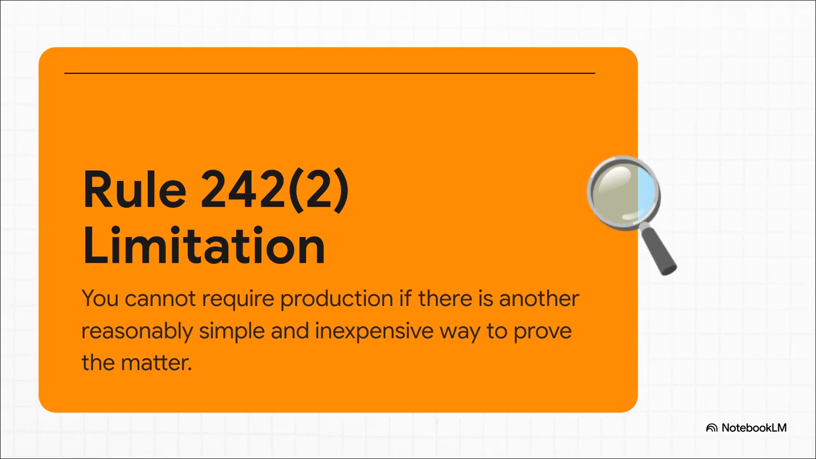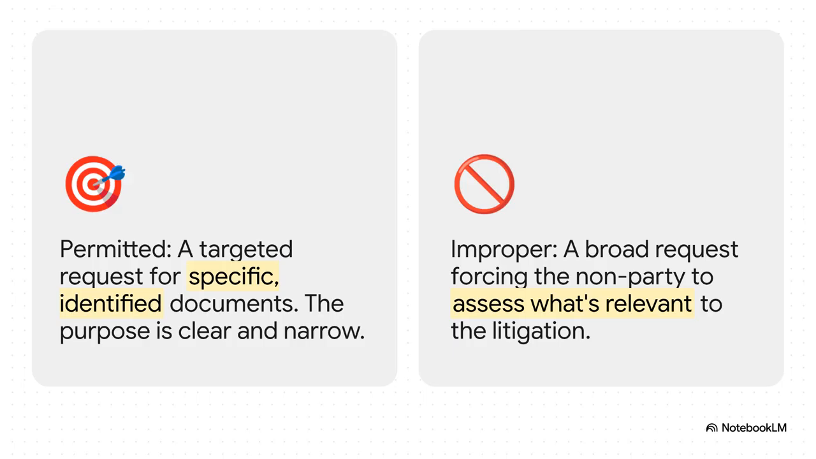And the most important limitation is right here in Rule 242, Sub-Rule 2. This is so important. You absolutely cannot use this procedure if there's another reasonably simple and inexpensive way to get what you need. So for instance, if the document you want from a non-party is something the other side should have anyway, you've got to try getting it from them first. This rule forces you to take the path of least resistance and, more importantly, the path of least burden on others.